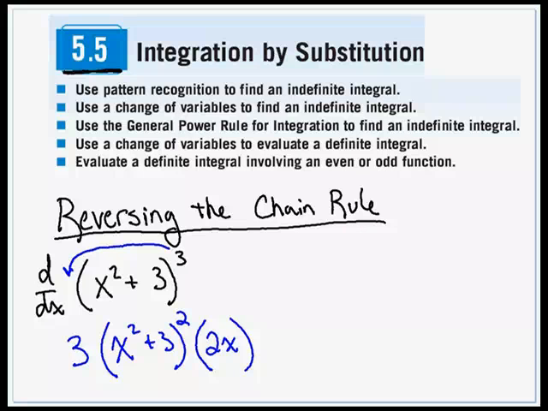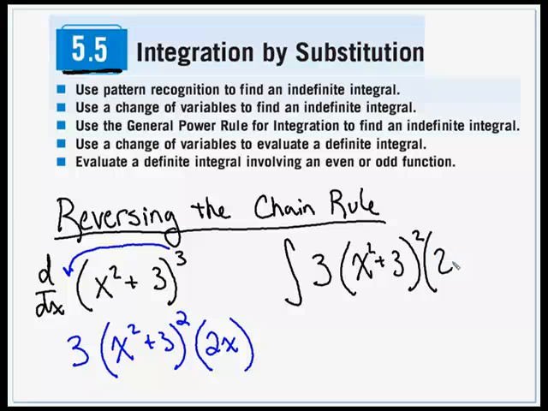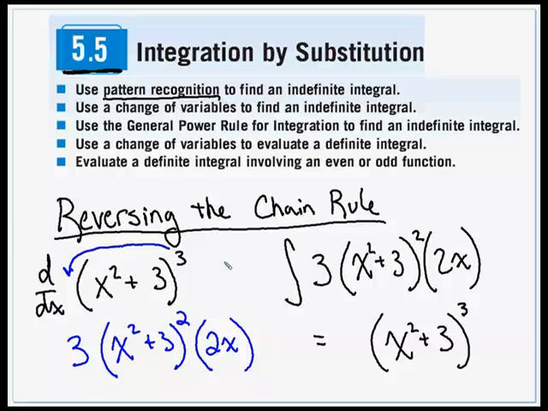So now that we know the fundamental theorem of calculus and the relationship between deriving and integrating, it makes sense that the antiderivative of 3 times the quantity (x squared plus 3) squared times 2x is equal to where we started: (x squared plus 3) to the third power. So we have to start looking for patterns and recognizing these patterns to see what's going on.